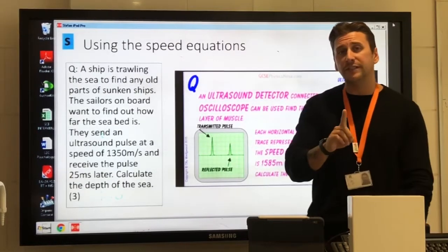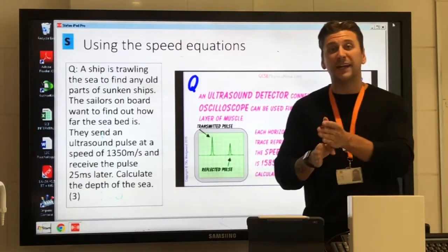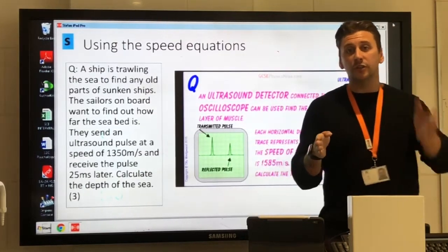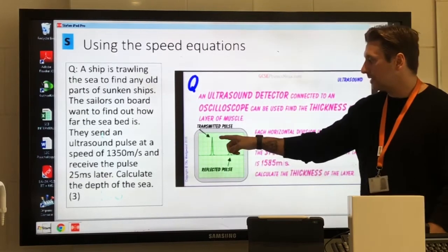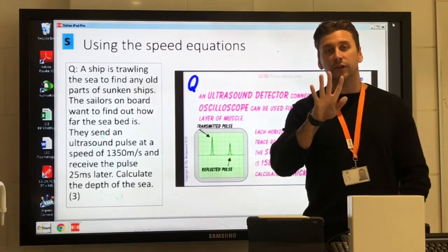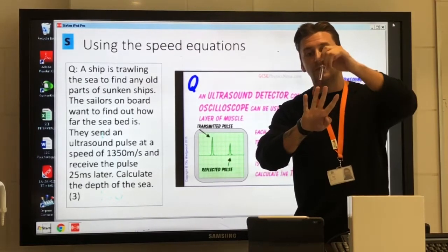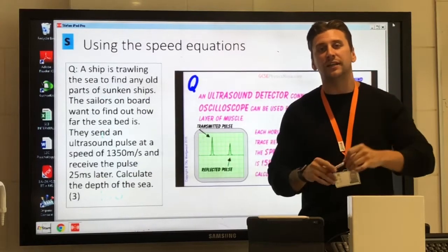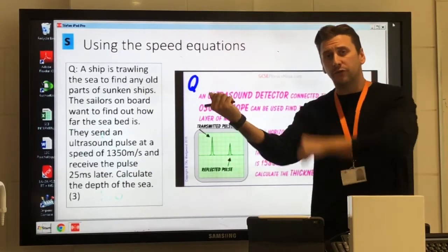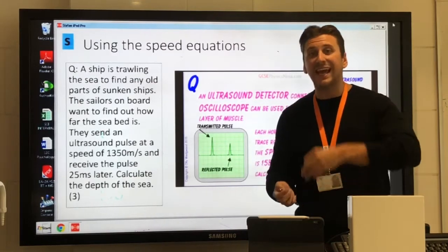But then I also need to know how much time has passed from the first spike of the transmitted pulse until I receive the echo. So how many squares on the grid? 1, 2, 3, 4 squares on the graph, which each represents 2 microseconds. So 2, 4, 6, 8 microseconds for the ultrasound to go through the muscle and all the way back. So 8 microseconds is there and back.